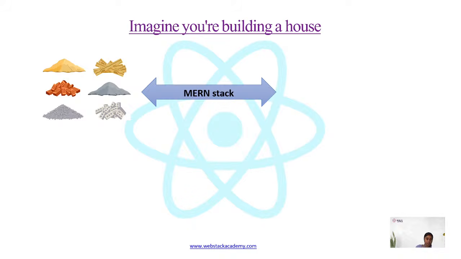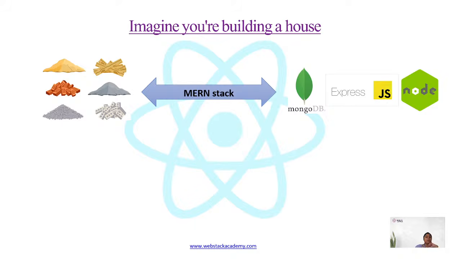biggest application for building the web application, we need MongoDB, Express.js and Node.js and React. Understood everyone? Is this clear? Forget about React. Okay, for building house we need all this material. Similarly, in MERN Stack for building a website we need MongoDB, Express.js and Node.